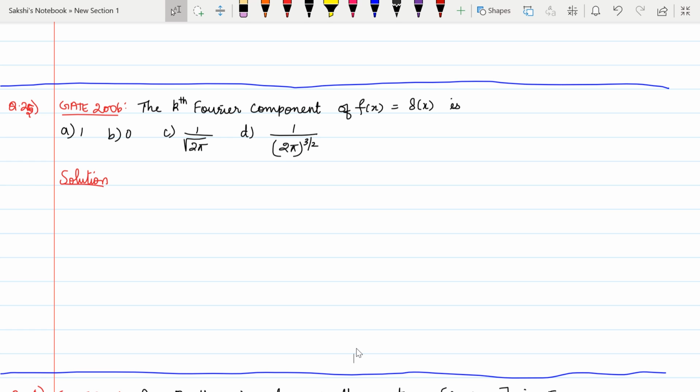The kth Fourier component of f of x is equal to delta x is what? So here if you see, the kth Fourier component of f of x is equal to delta x is what? This is very simple.